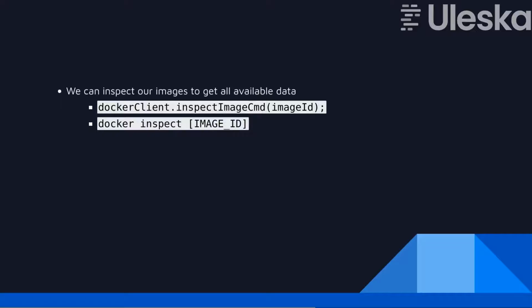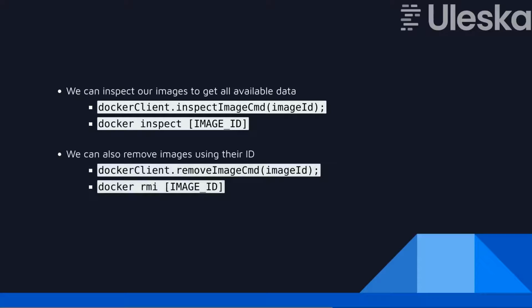The next thing we can do is inspect our images to get all the information that's available on them. So there you can see in the top line how we would do that in Java using our inspect image command, or in the next line if you were going to do it through the terminal. We can also remove images using their ID, so this could be good for maintenance if you want to make sure that, say, you've filtered all of your images and made sure that there is none older than, say, 2 months old, or you only want to keep 3 versions. This could be quite useful.